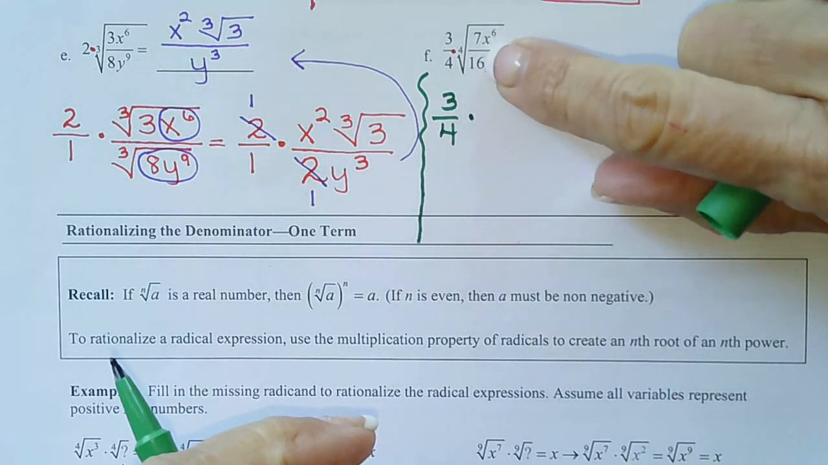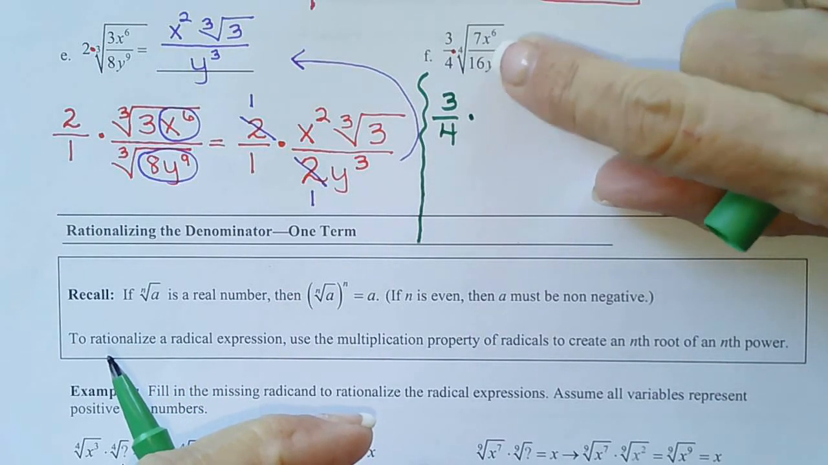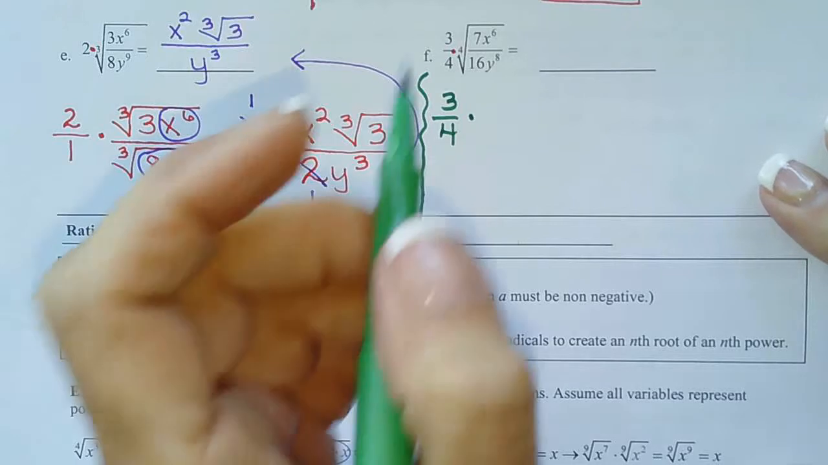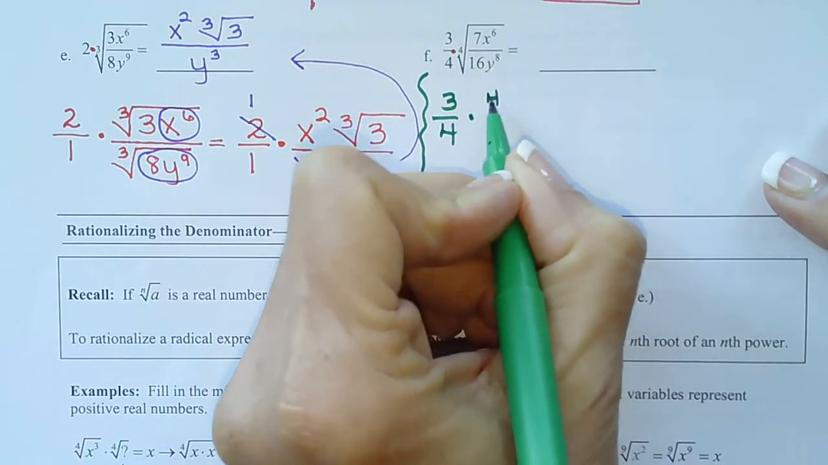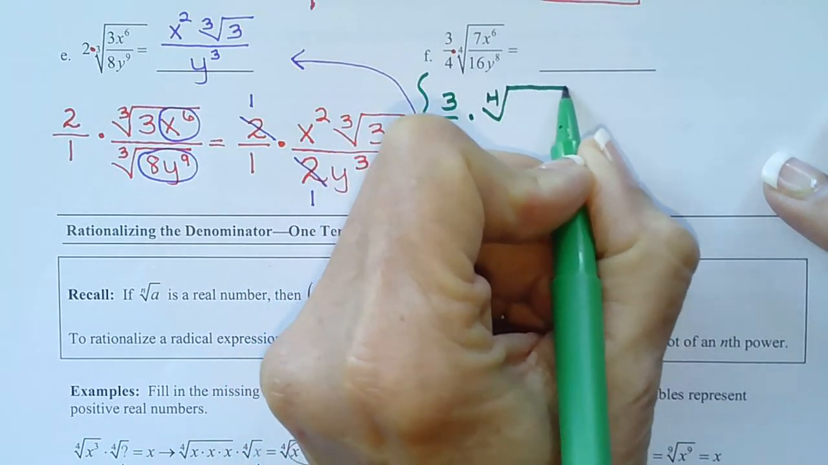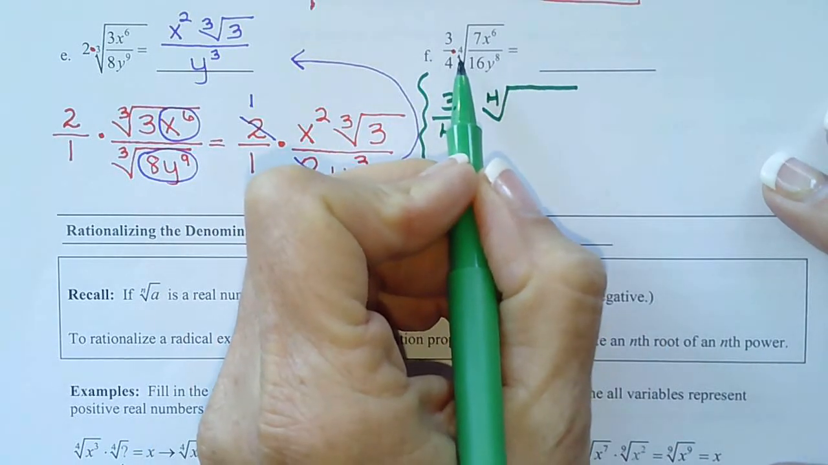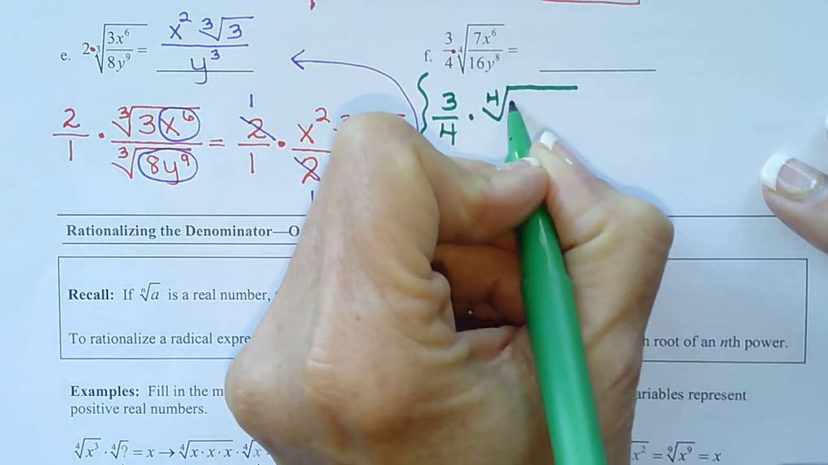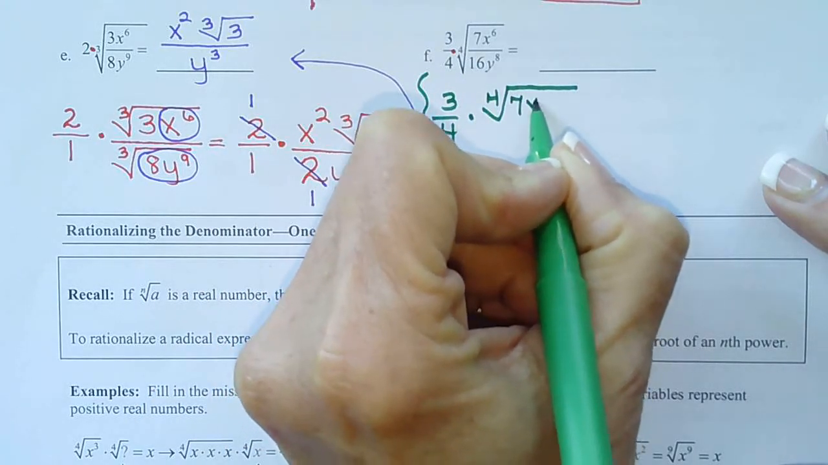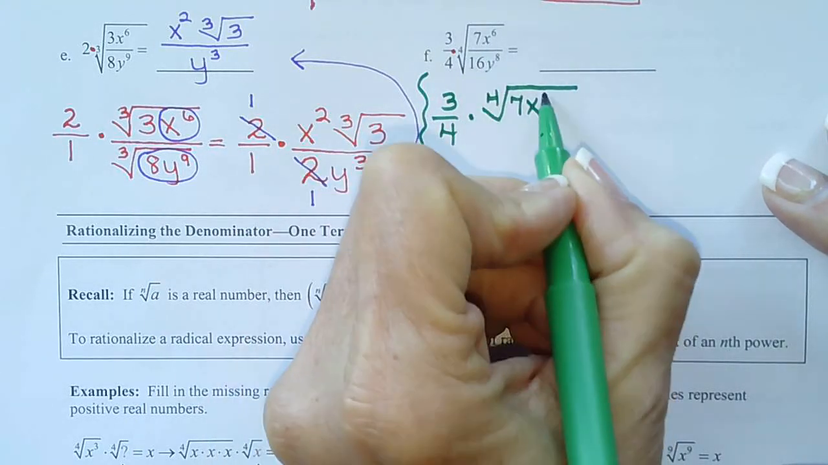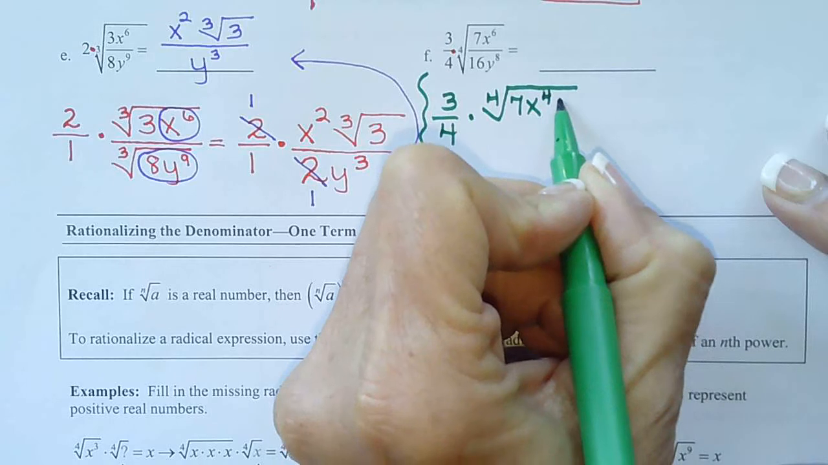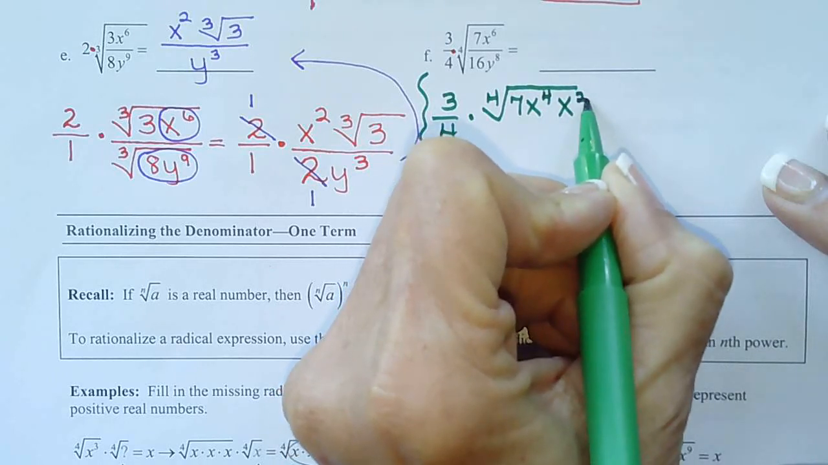7 and 16, nothing common except 1. X and Y, nothing common. So that's my hint to break it up into 2 separate radicals. So 4th root of 7x to the 6th. But since I'm doing 4th root, let's rewrite x to the 6th as x to the 4th and x squared.